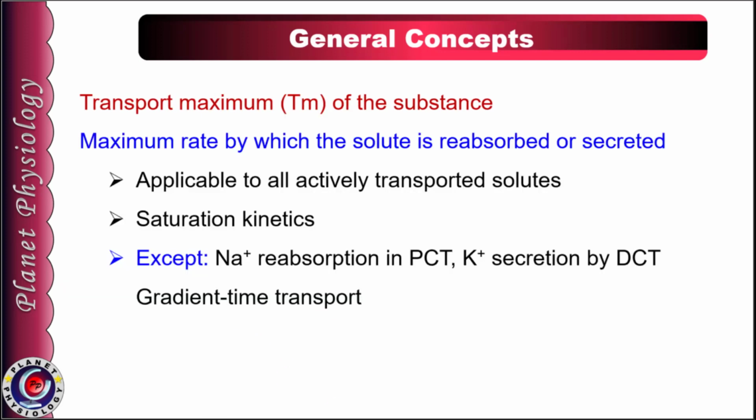Another term is transport maximum. It is the maximum rate by which the substance is reabsorbed or secreted by the renal tubule. Whenever tubular load of the substance is greater than its transport maximum, the substance appears in the urine. Transport maximum is due to saturation kinetics of the carrier proteins. Some of the actively transported solutes like sodium and potassium do not exhibit transport maximum. Instead, they show gradient time transport.